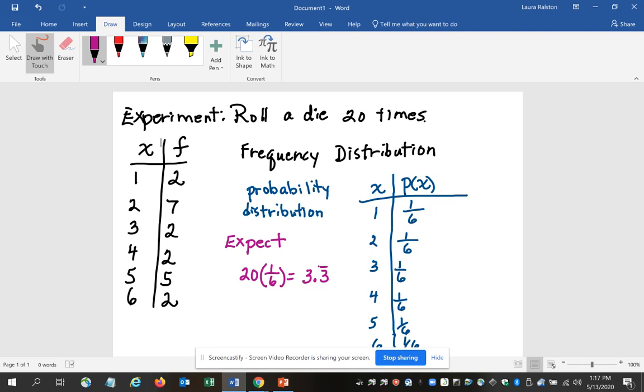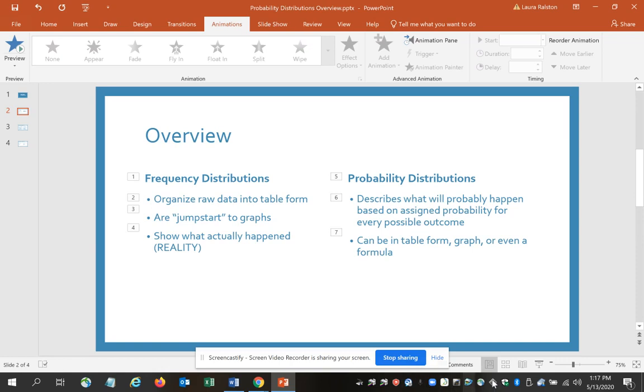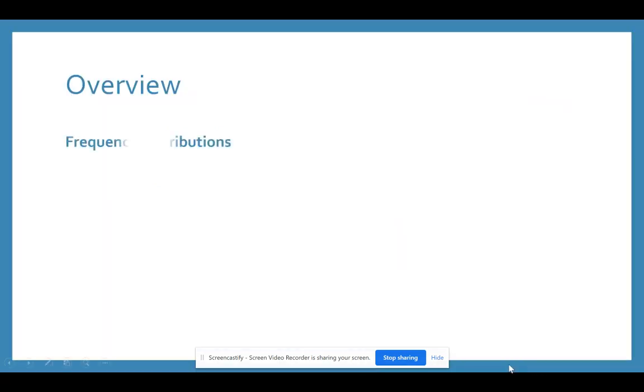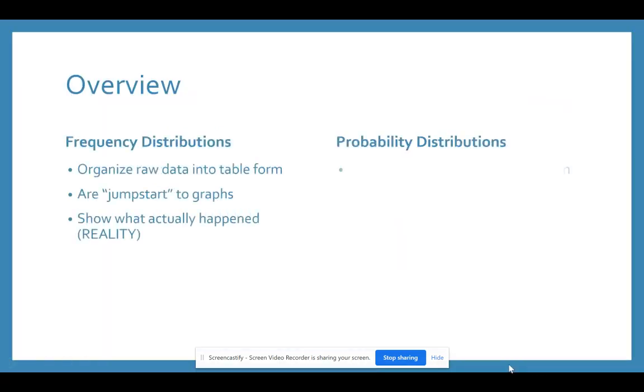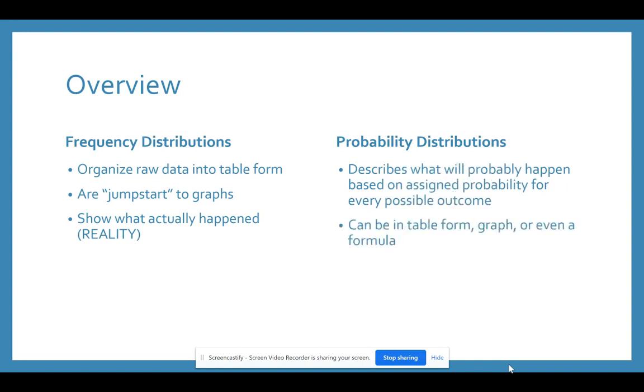And so the probability distribution gives us that sense of what should happen in theory if everything works the way that it's supposed to. Now, we know in the real world that things don't always work exactly like they're supposed to, and so we have to take that into consideration. Again, a probability distribution can be written as a table, as I just showed you. We can also create a graph, and we can even use a formula.